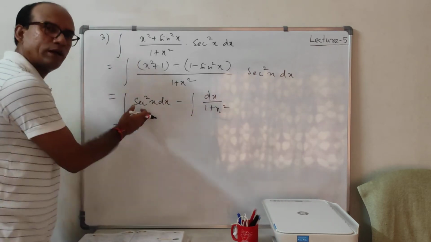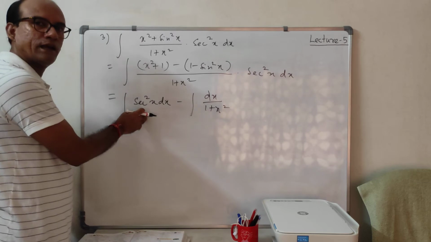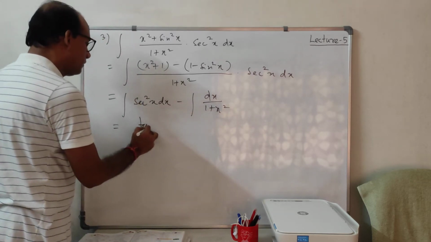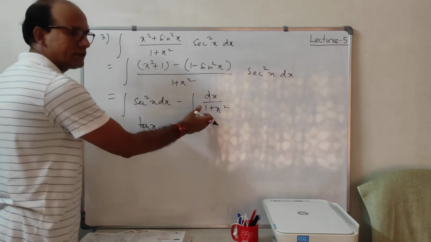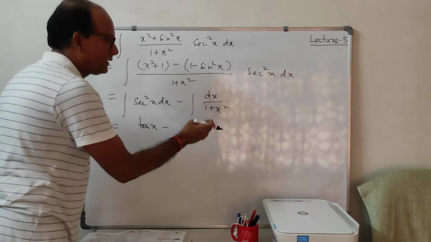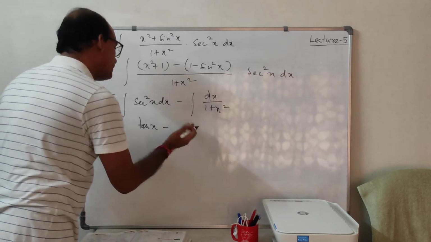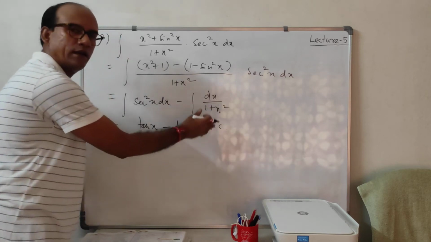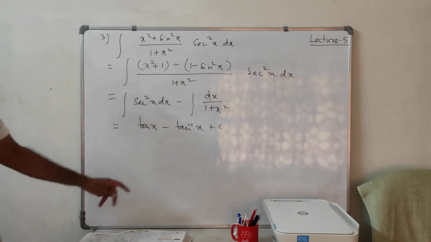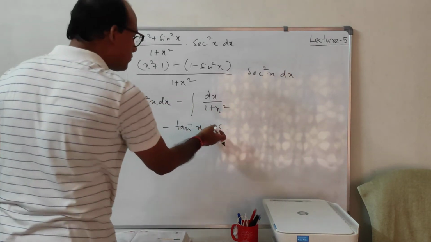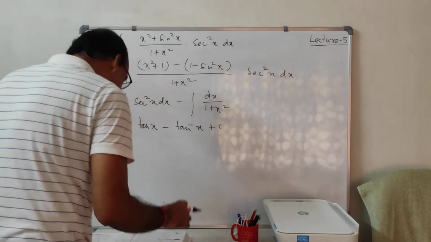And we all know what is the integral of sec square x. It is very well known to you. Tan x, and this is according to first rule 1 by a tan inverse x by a. Here a is 1, so this will be tan inverse x. And at the end, just write C, indefinite integral constant or constant of integration or arbitrary constant, whatever you say.